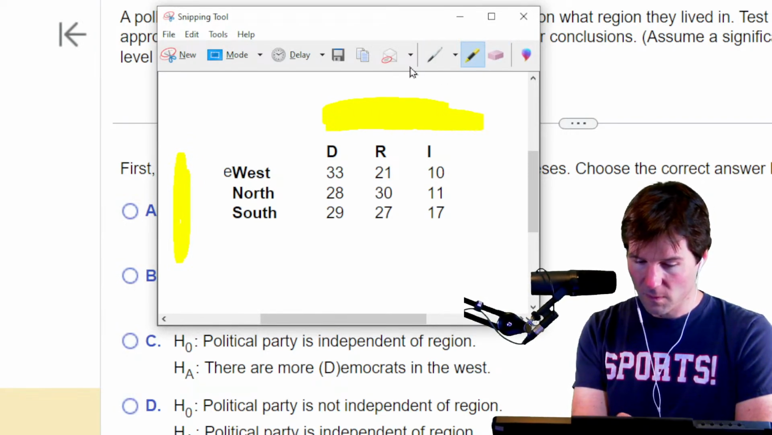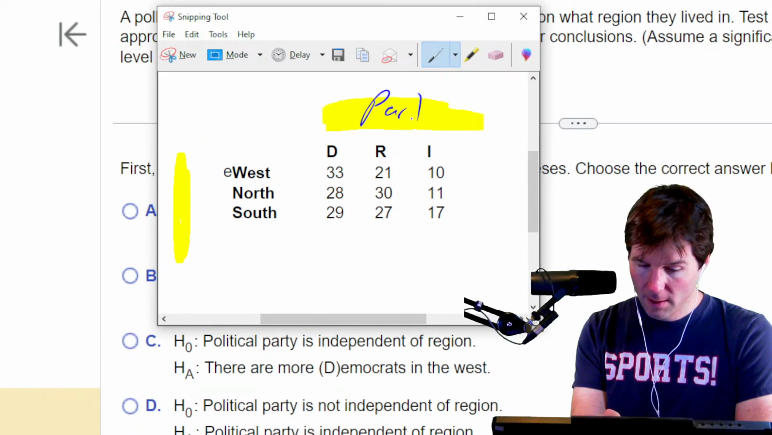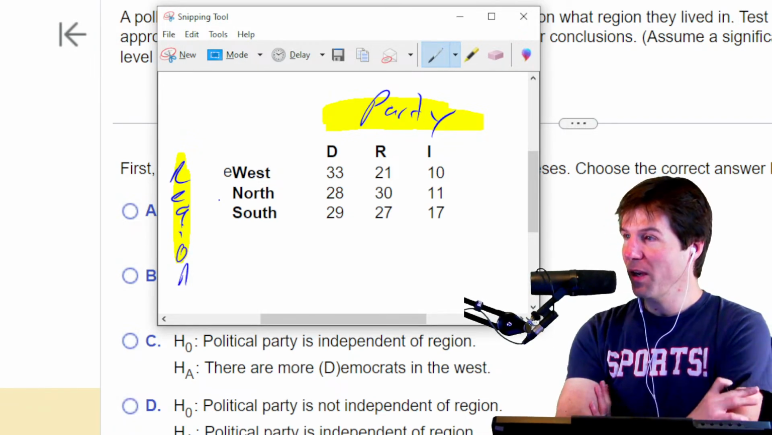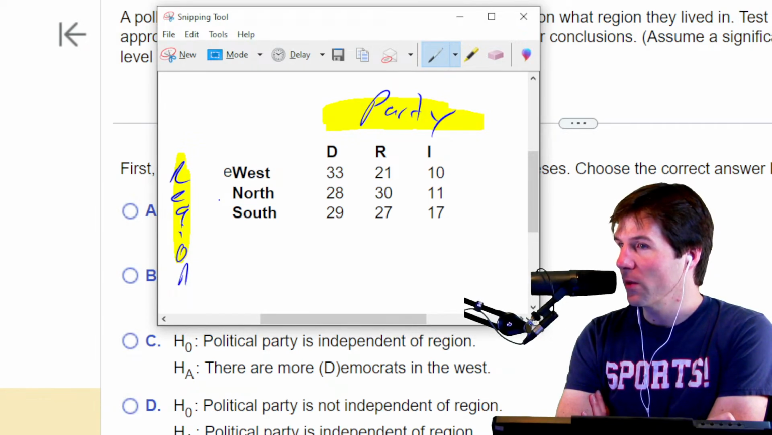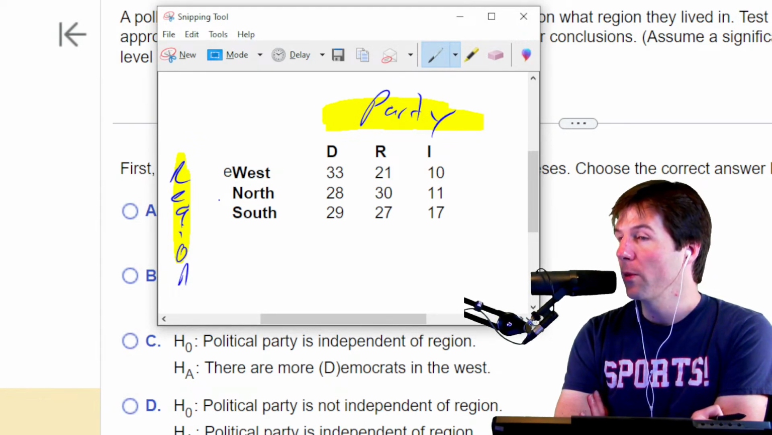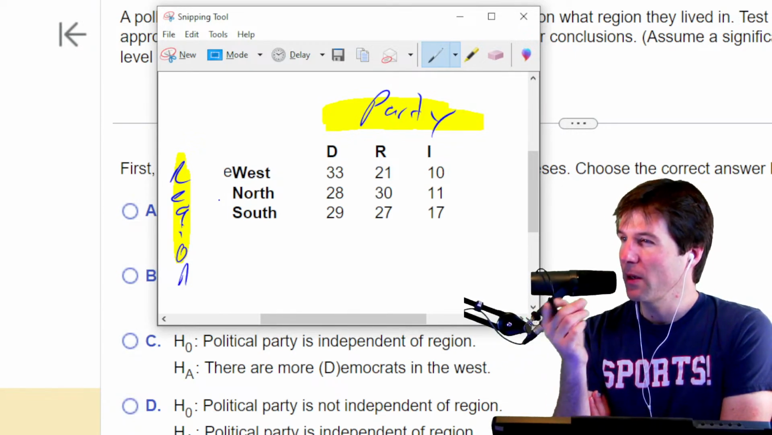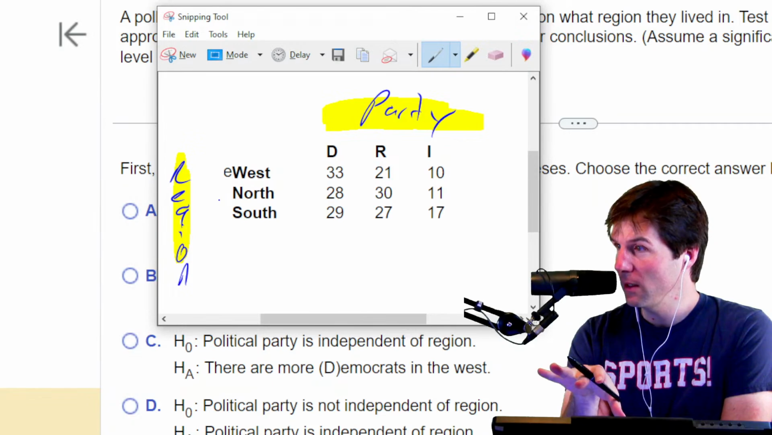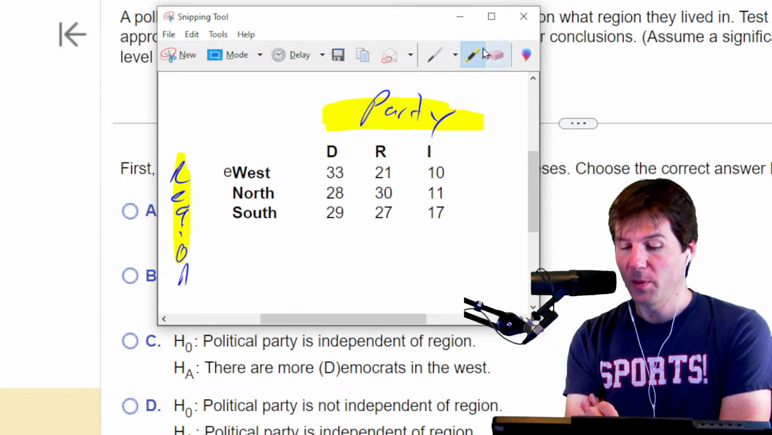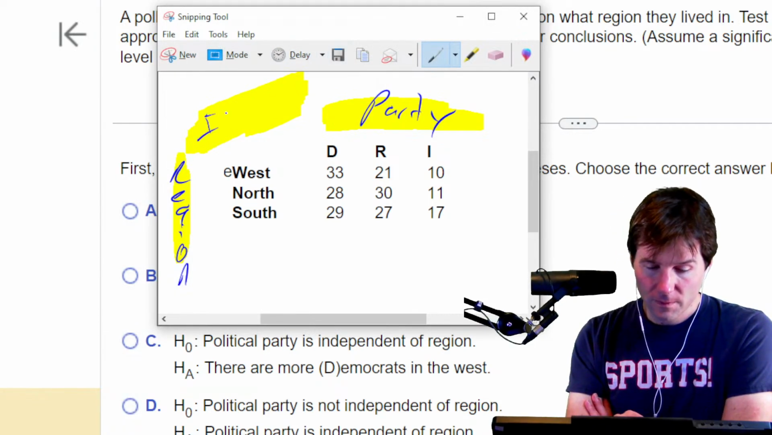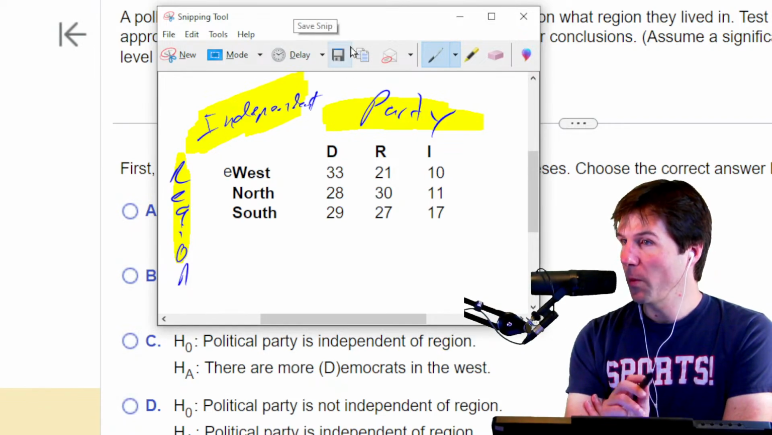So this is party, and this is region. So how do we, no worries, thank you for asking, how do we do the chi-squared test of independence when we look at party and region? Don't look at their answers yet. Try to walk through it and be like, okay, I'm doing the chi-squared test of independence. So all we do is put the word independent between the two, and then the alternative will be not independent.